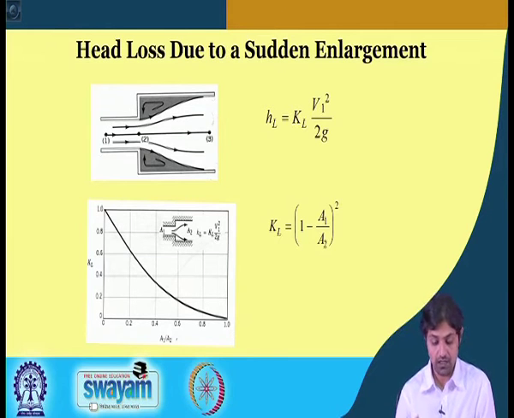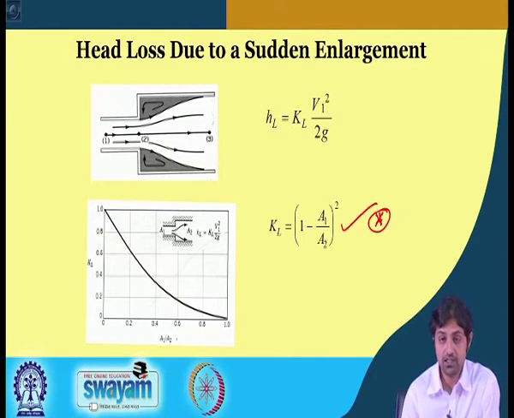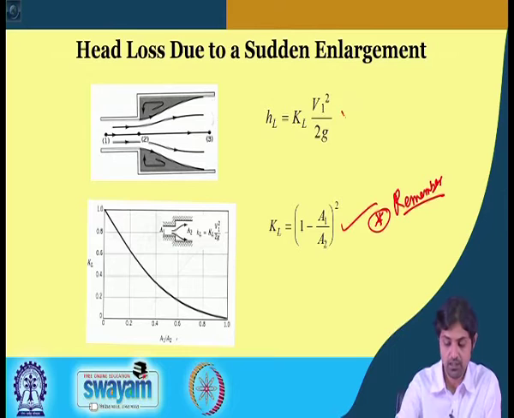KL will have a general formula as 1 minus A1 by A2 whole square. You can also use this equation for KL. If you put A1 by A2 equal to 0, that means KL will be 1, so the whole energy is going to be lost. I think it is better to remember, in case of sudden enlargement, KL is equal to 1 minus A1 by A2 whole square. Remember this one, it is easier, and of course this one.